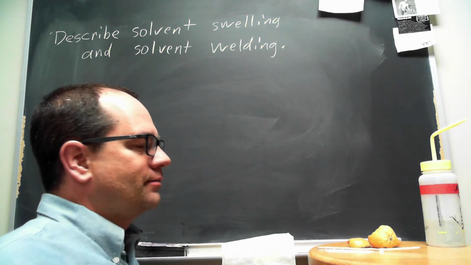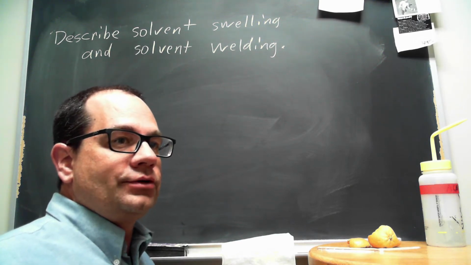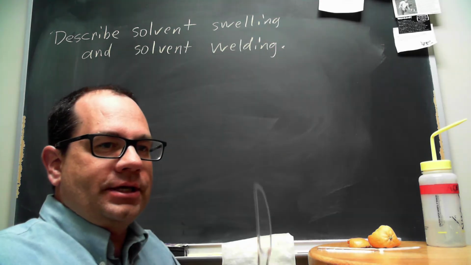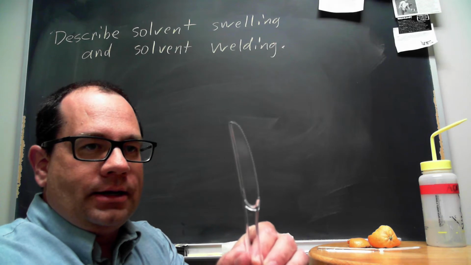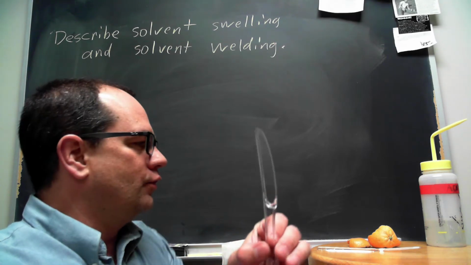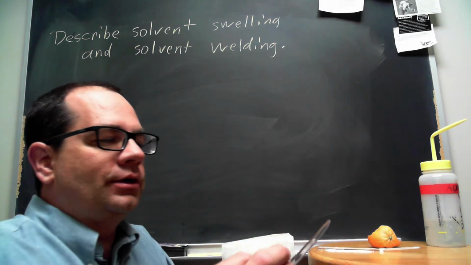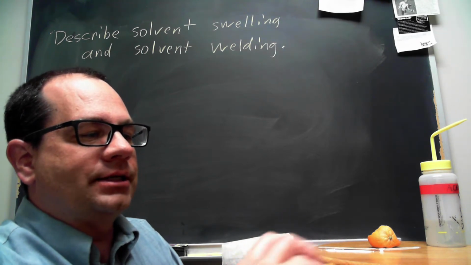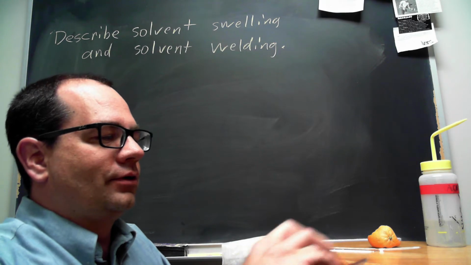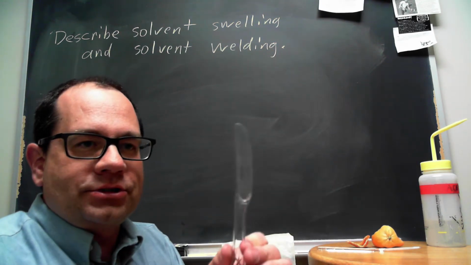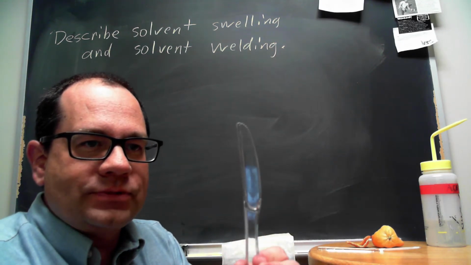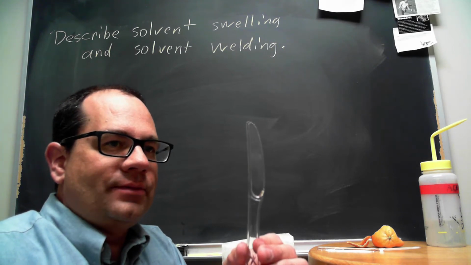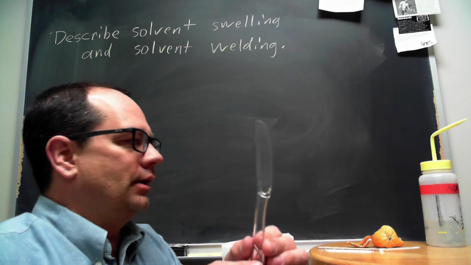Okay, we're going to describe solvent welding and solvent swelling. Now, you may have noticed in the past that if you take a clear plastic knife and use it to cut an orange peel or rub an orange peel on it, the clear plastic knife sort of loses its transparency a little bit. It becomes a little bit cloudy. And what's going on here is we actually have an example of solvent swelling.